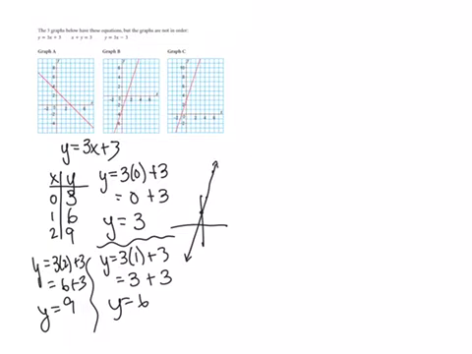So by looking at that, you know it's either going to be graph C or graph B. So then you look, okay, where's this 0, 3 point? Well, it's clearly here. So it's clearly graph C. So graph C is y is equal to 3x plus 3. All right, well, what about the next equation?